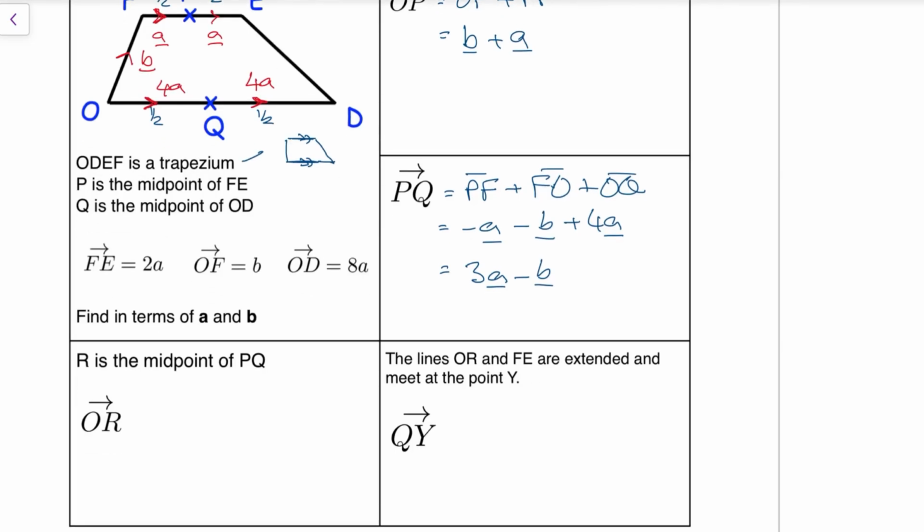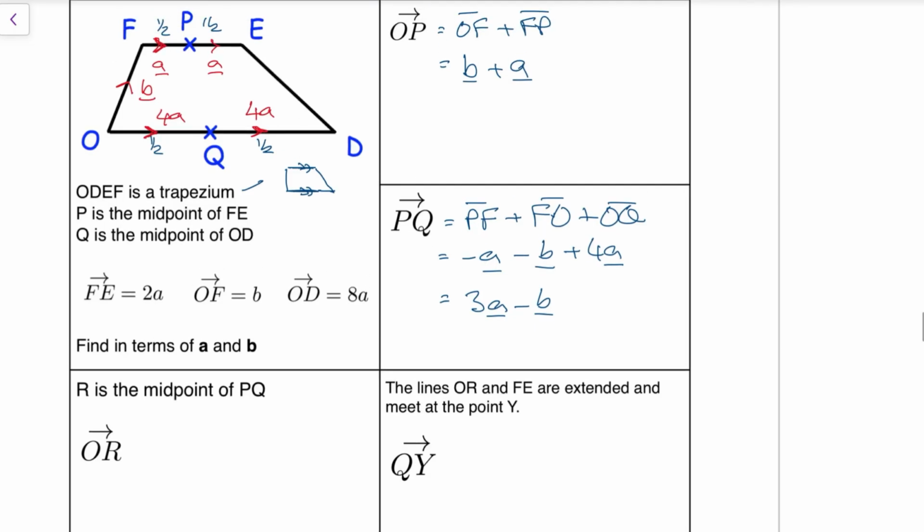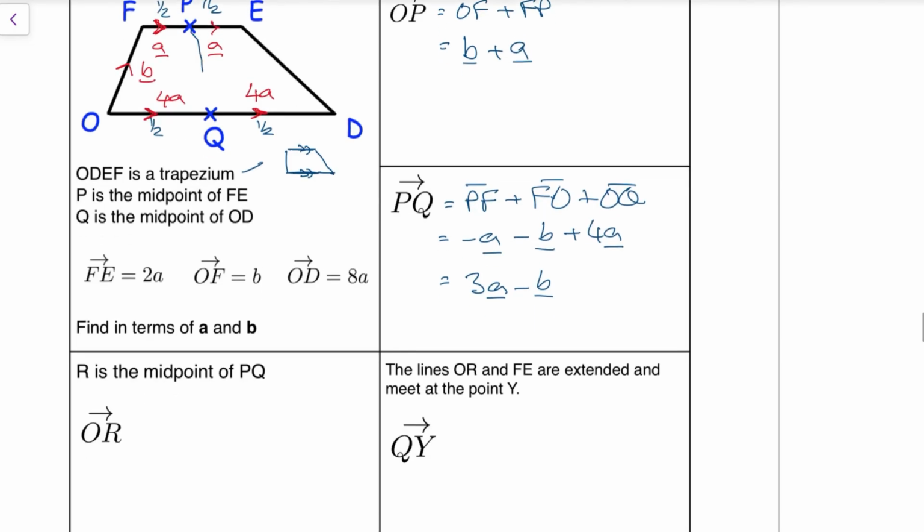Now it tells me that R is the midpoint of P to Q. So where's P to Q? Okay, so I've got this imaginary line P to Q in that direction, and R is here. So I'm going to really clearly make sure I know my arrow is this way, so I don't go the wrong way down. R is the midpoint of P to Q. Find O to R.